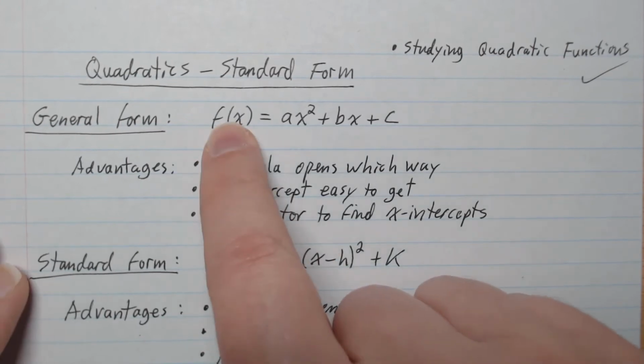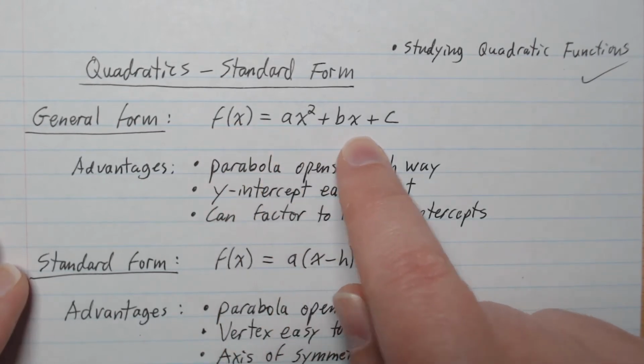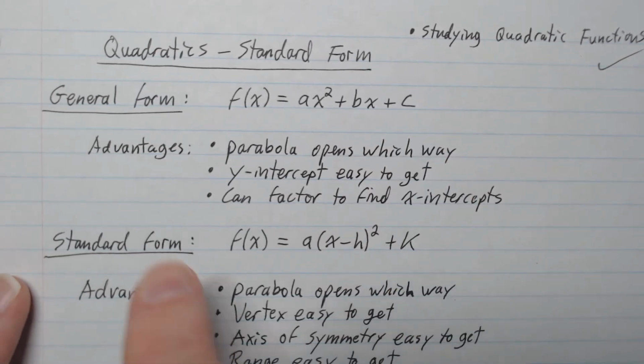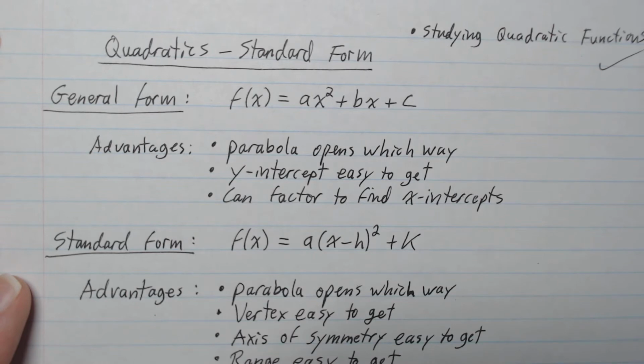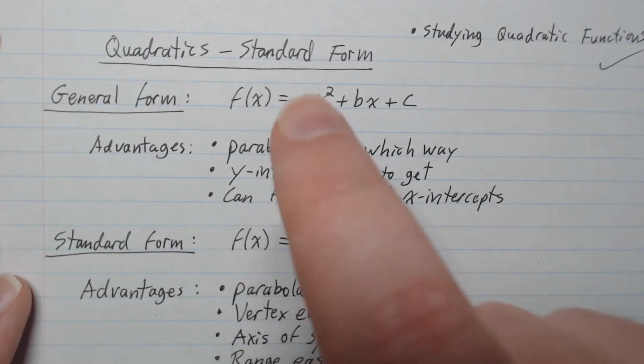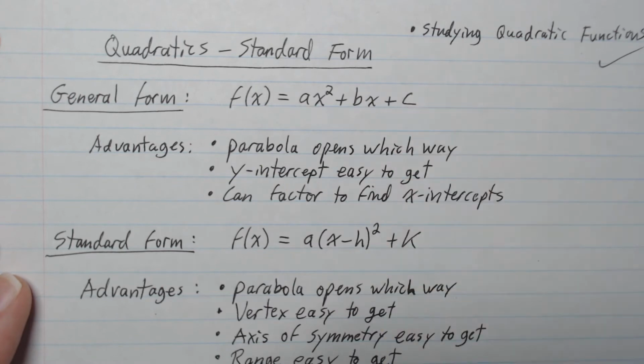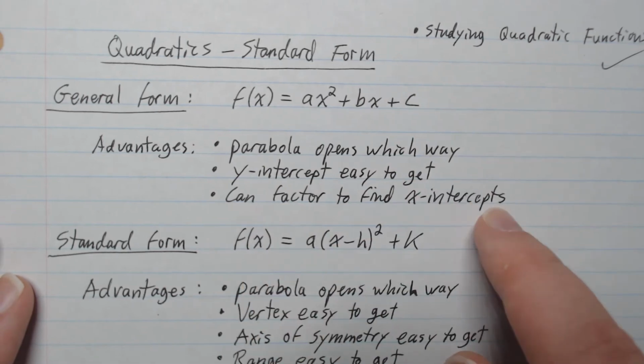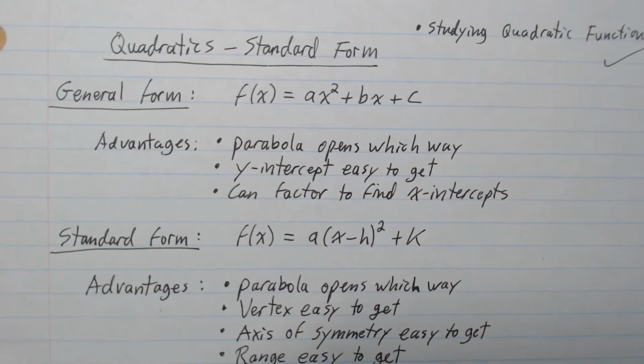So general form. F of x equals ax squared plus bx plus c. We saw a couple of advantages when it's in this form. The parabola opens which way, right? Our a tells us that. Y-intercept is easy to get. You plug in x equals 0, you get c, like that. And you can factor to find x-intercepts.